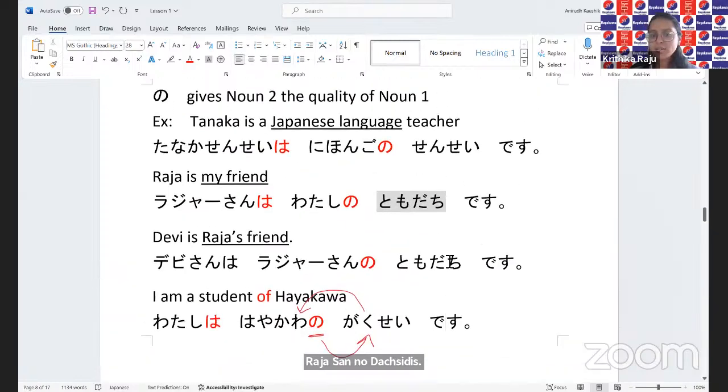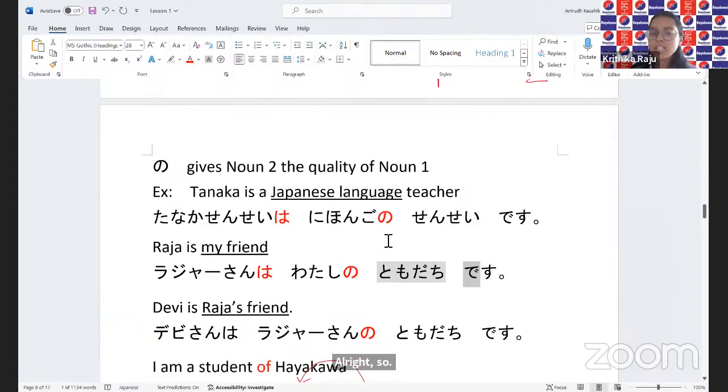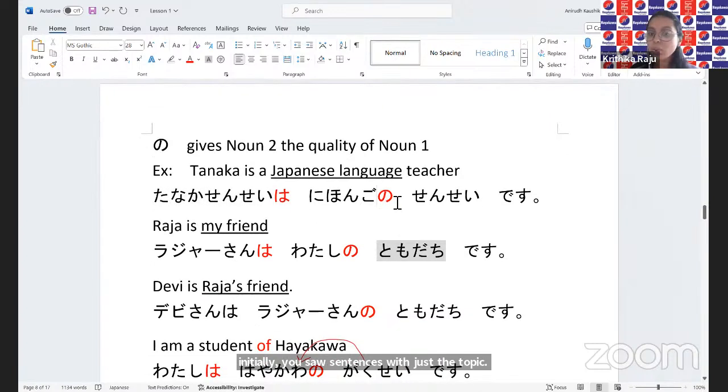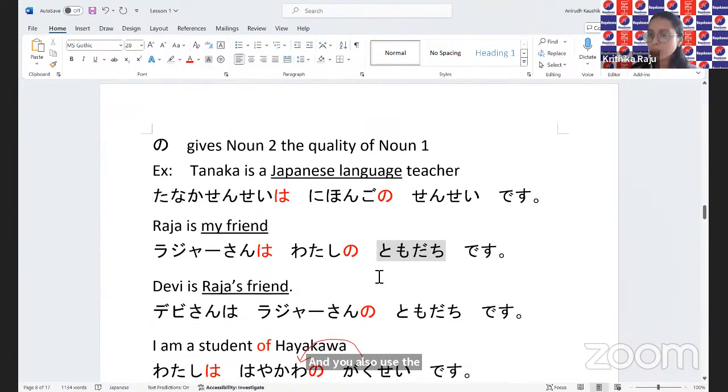All right. So these are all positive sentences ending with desu. Initially you saw sentences with just the topic. Now there's a step up, like I said, and you're also using no in the same sentence. The same sentence where there's a topic and you also use the possession marker, or this noun modifier, to talk about more details.